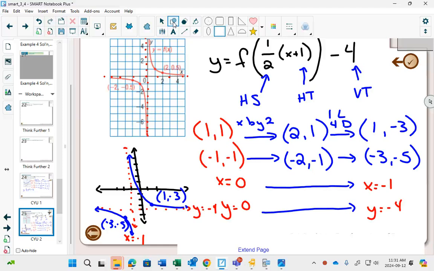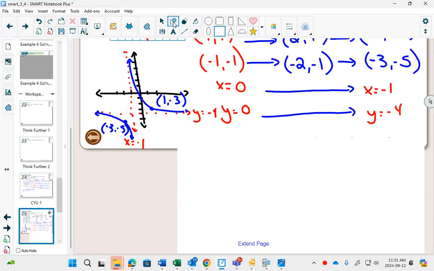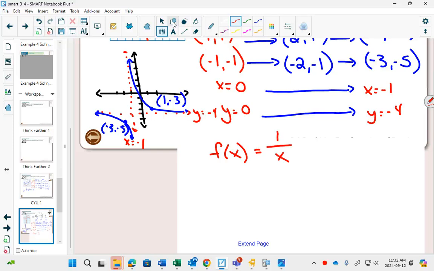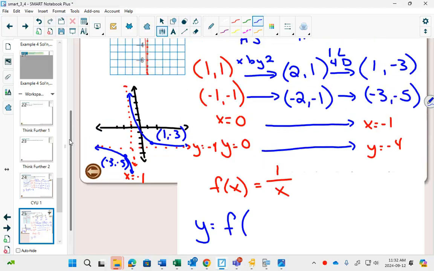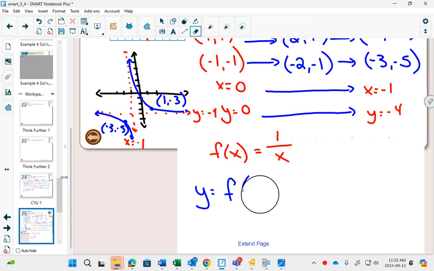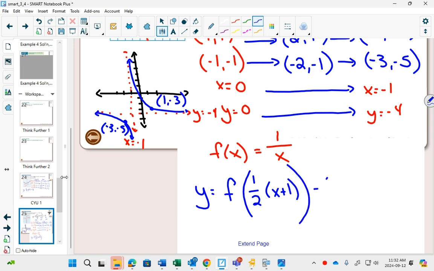Does anyone recognize the original graph from our colored papers? It's the 1 over x. So I am going to write the explicit equation and see if you think you could have graphed the explicit equation. We're saying that the original graph, f of x, was 1 over x. The blue graph that we just graphed there was y equals, in function notation, f of, let's go back up, 1/2, oh yeah, big bracket, x plus 1 minus 4.